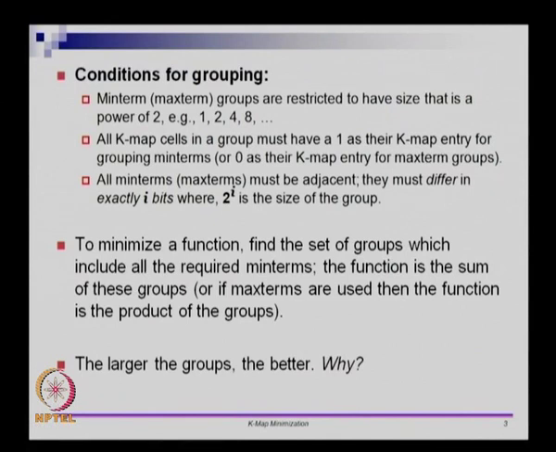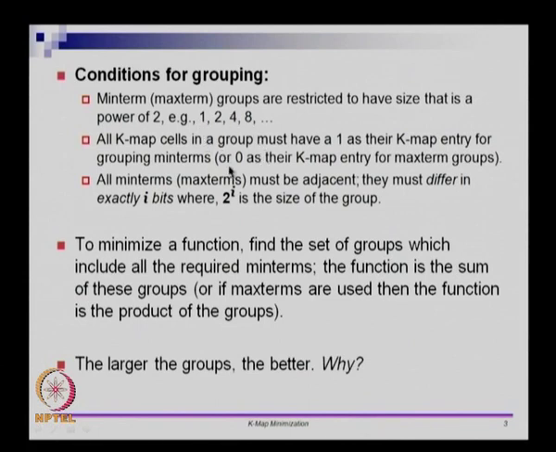There are a number of conditions for grouping. We are going to group the ones together for sum of products, and we are going to group the zeros together for product of sums. But the grouping has to be done in powers of 2. The number of cells that you pick should be a power of 2. Either you can have a group of one cell, or you can group 2 cells which are adjacent to each other, or 4 cells, or 8 cells. You cannot do 3 cells, 5 cells, 6 cells and so on. So it is 1, 2, 4, 8 and so on.